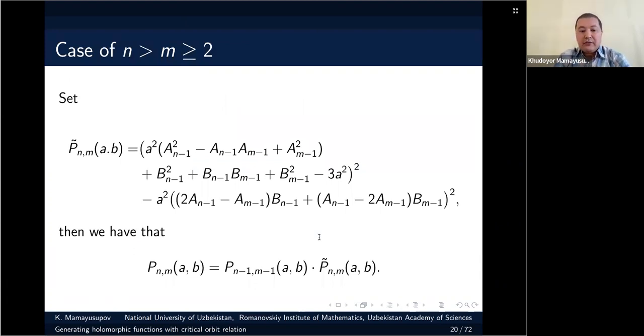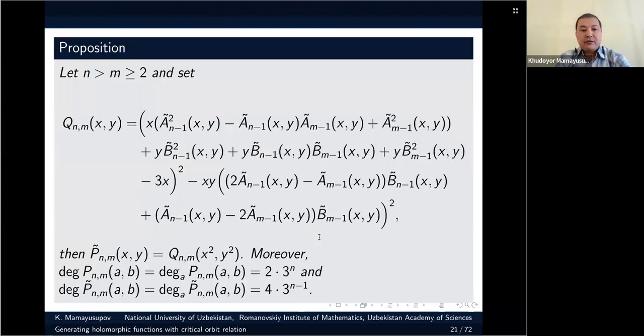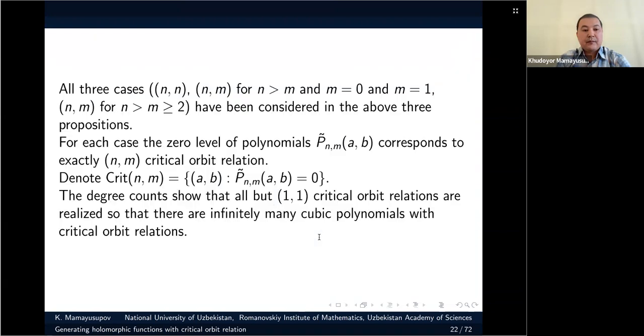And for the other case, I also have a formula. I don't need to spend time on it. And we can also denote them by Q. Q will appear in the moduli space, so I introduce them here. And we also know explicitly the formula for the degrees. So in summary, all 3 cases are considered above, and the 0 level set of this p tilde corresponds to exactly an m critical orbit relation. And we can consider this set, Crit n m, for parameters a and b such that p tilde is 0.